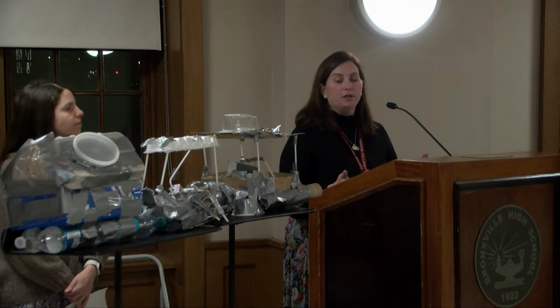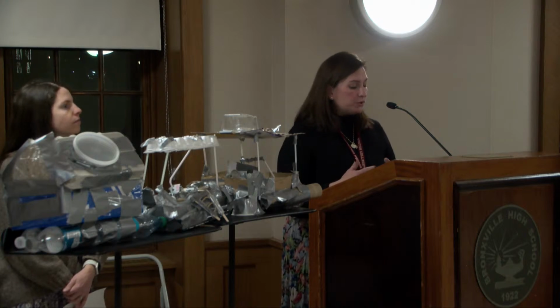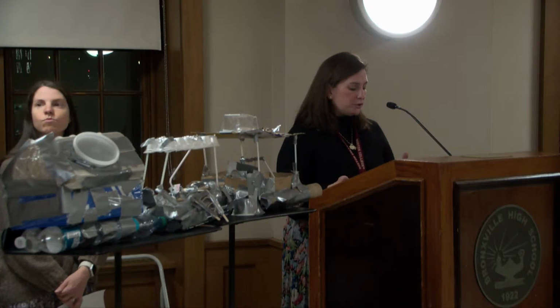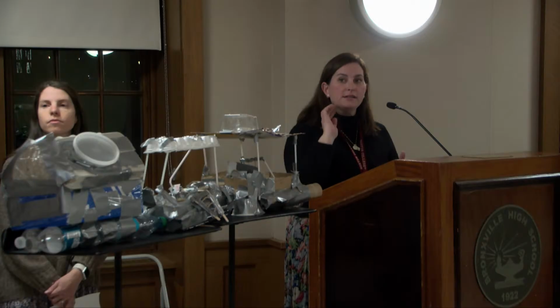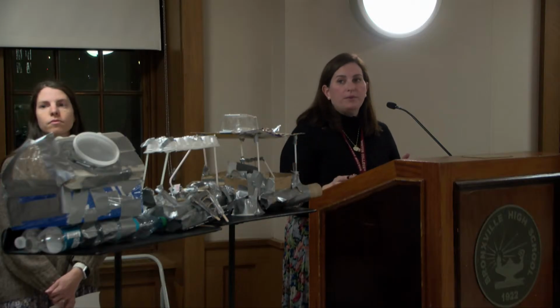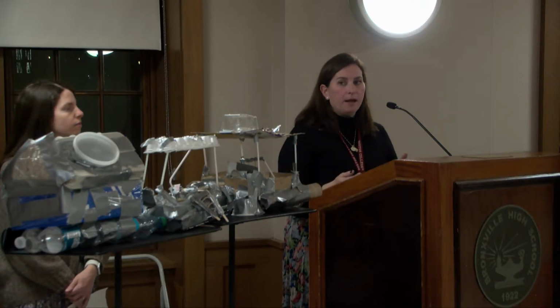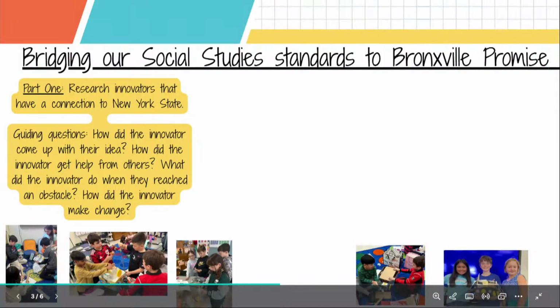Roebling, Grace Hopper, and Louis Latimer. The students were divided into groups to research and then develop a presentation that answered the guiding questions that you see here on the slide, such as how did the innovator come up with their idea? How did the innovator get help from others? What did the innovator do when they reached an obstacle? And how did the innovator make change?